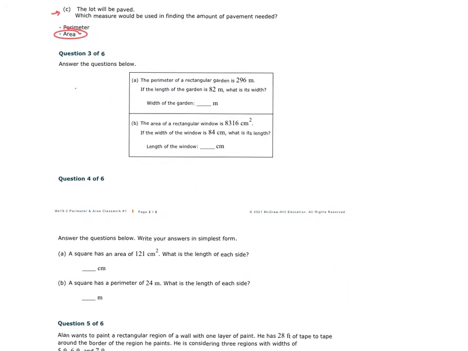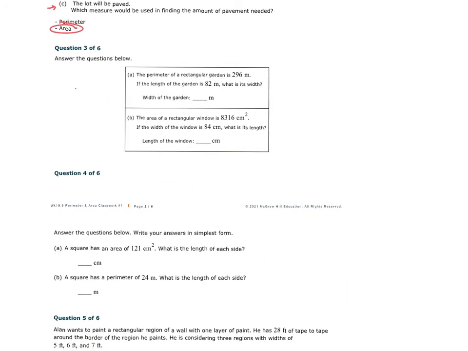Okay, question 3. Answer the question below. The perimeter of a rectangular garden is 296 meters. So it's 296 all the way around the outside of this garden. So I'm going to write the perimeter on the outside. Perimeter equals 296. If the length is 82 meters, what's the width? So we're trying to figure out our width. We know that that's 82. We know the width is on both sides.